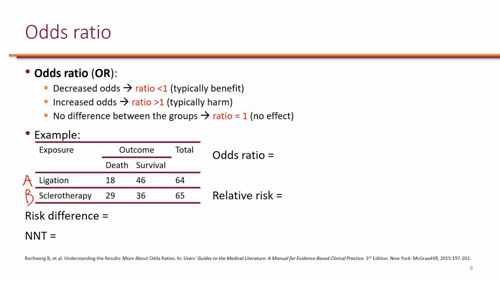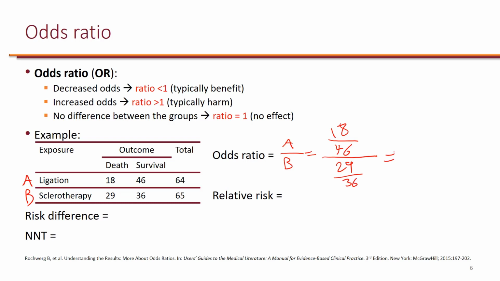So if you were to calculate the odds ratio, first we look at the odds in Group A compared to the odds in Group B. In Group A, the odds of death would be 18 people who died to 46 people who did not die. So instead of 64, we're going to say 46 because those are the people who did not die. And then the odds in Group B is 29 to 36.